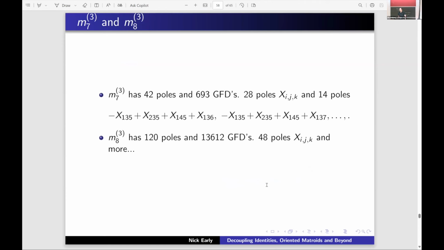M37, M38, it gets very interesting very quickly. So M37, the planar one, has 42 poles and 693 generalized Feynman diagrams. So these are the two ones that are not single monomials in the X's. M38 has 120 poles, 13,612 generalized Feynman diagrams, and so on. So you get the idea. It sort of explodes in complexity.